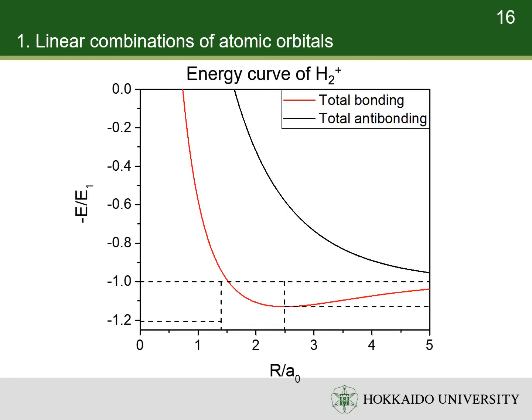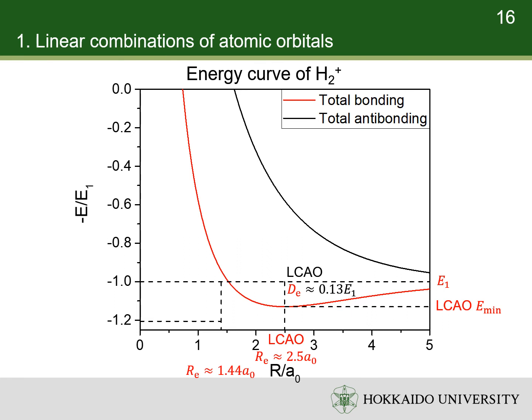In this figure, I show you the energy curves of the hydrogen molecule ion. When the distance is infinity, the energy is the atomic orbital energy. In the energy curve of the bonding orbital, there is a minimum energy. The equilibrium distance is about 2.5 Bohr radius, and the binding energy is about 0.13 times the energy of the 1s orbital.